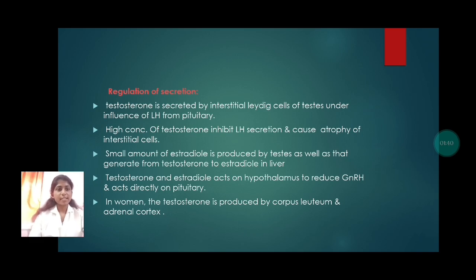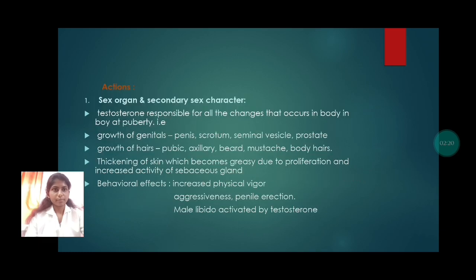Regulation of secretion. Testosterone is secreted by the interstitial Leydig cells of the testis under the influence of LH from the pituitary. A high concentration of testosterone inhibits LH secretion and causes atrophy of interstitial cells. A small amount of estradiol is produced by the testis, as well as generated from testosterone in the liver. Testosterone and estradiol act on the hypothalamus to reduce gonadotropin releasing hormone and act directly on the pituitary. In women, testosterone is produced by the corpus luteum and the adrenal cortex.